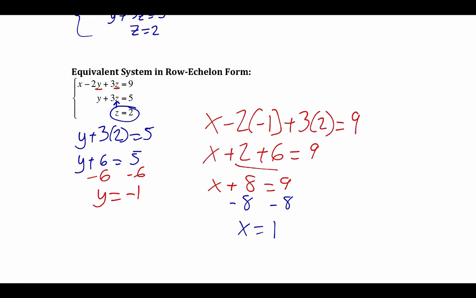Now, we've got all three variables solved, so we're going to put this as a coordinate triple. We're going to say the x value is 1, the y value we found was negative 1, and the z value we found was 2. So this is obviously a little bit more work than what we did with two variables, but when you add more variables, you're probably going to add more work.